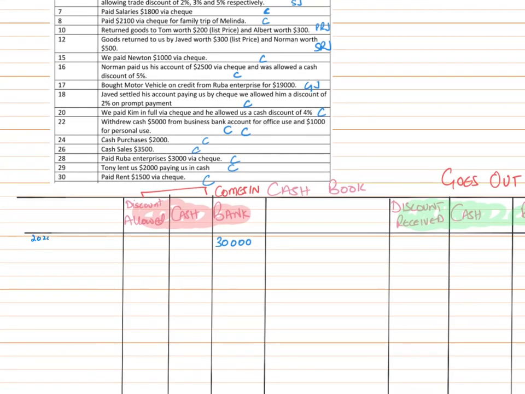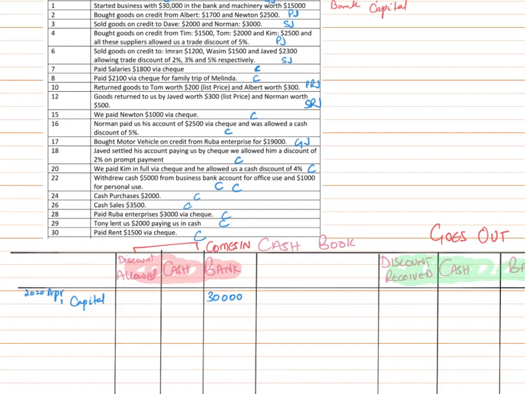Now we can clearly see over here that business is receiving 30,000, so bank is getting debited. But there's still a question in mind: if bank is getting debited, what is getting credited? Whatever is getting credited would be written over here. So on first, capital is getting credited over here.